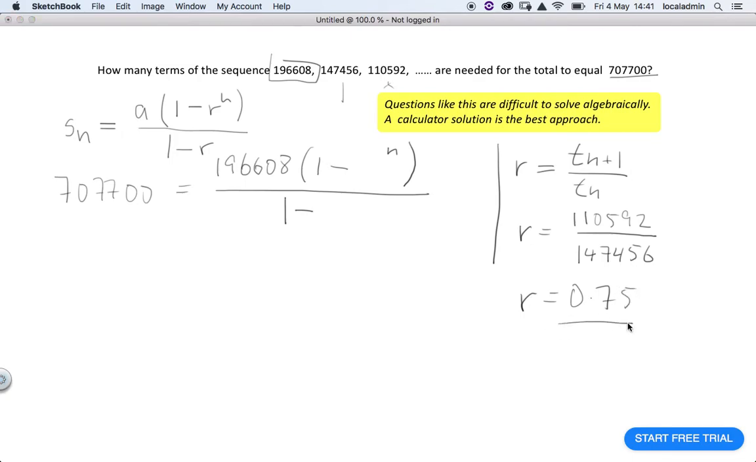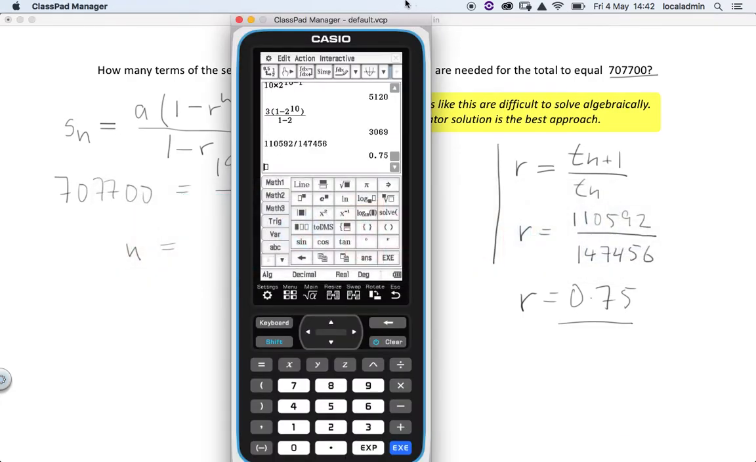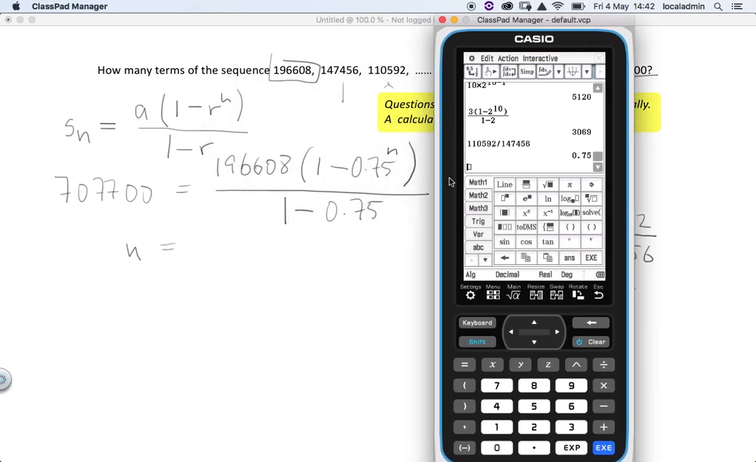It's no surprise that this is a number smaller than 1, because our terms, or the value of the terms, is going down. So 0.75 and 0.75. Now we have substituted everything, and we are left with one variable, and in our case, let's do both ways of solving that equation. Okay, let's bring that out of the way, and let's do that again.